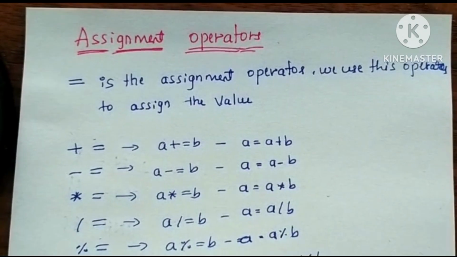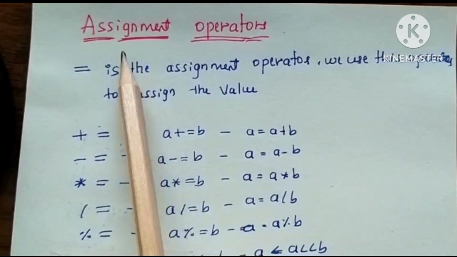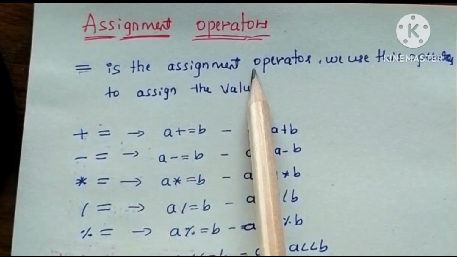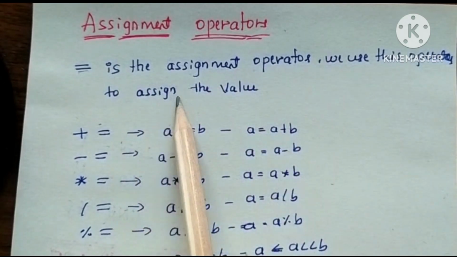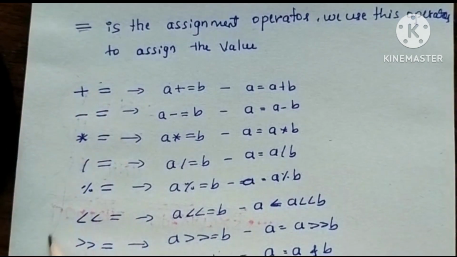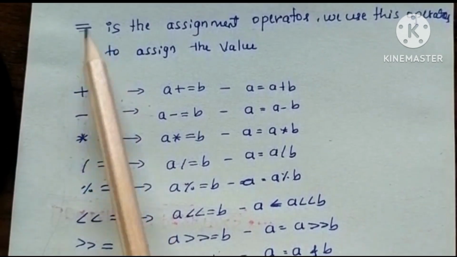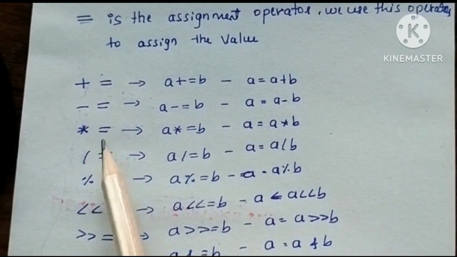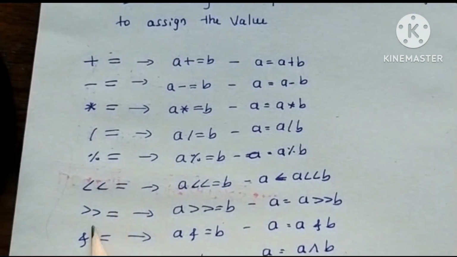The next operator is the assignment operator. So what is the meaning of the assignment operator? This is the equal symbol. This is the assignment operator. You can use this operator to assign values. Plus, you can use any type of assignment using this equal: addition equal, subtraction equal, modulus equal, and so on, like this.